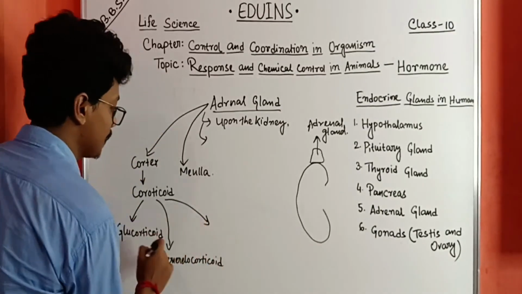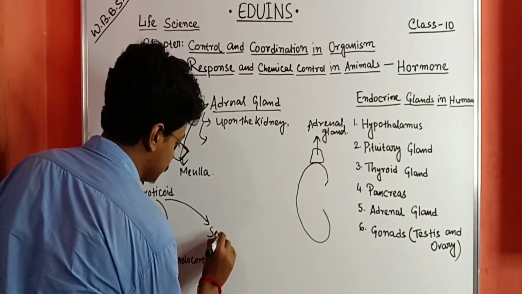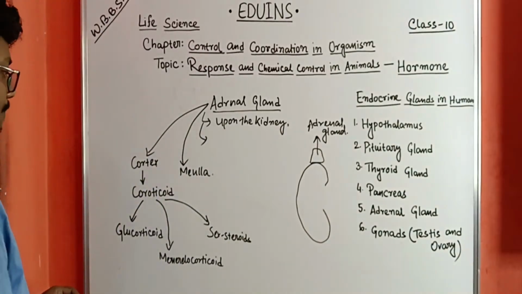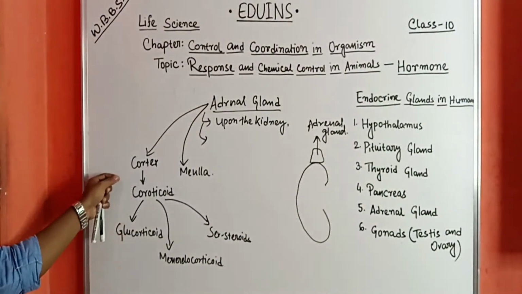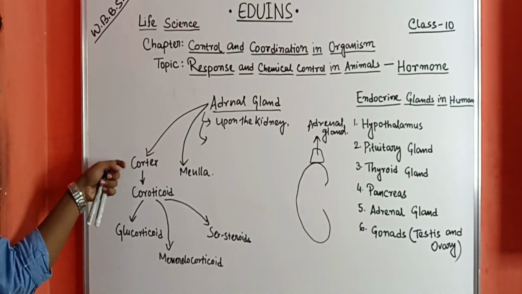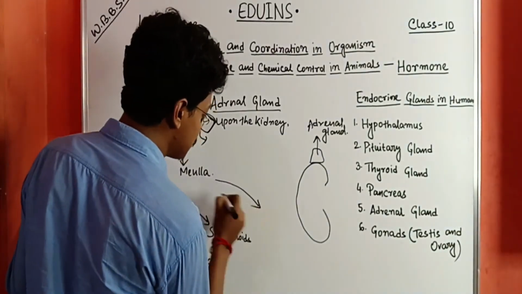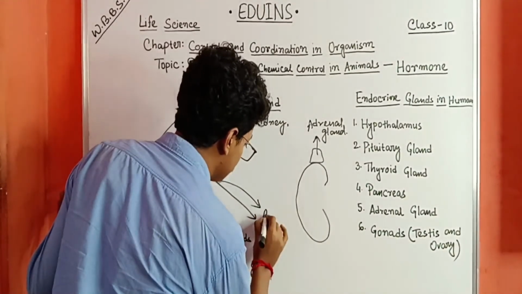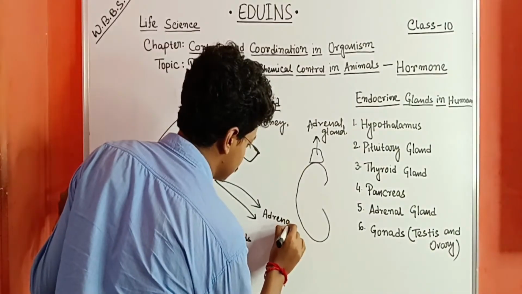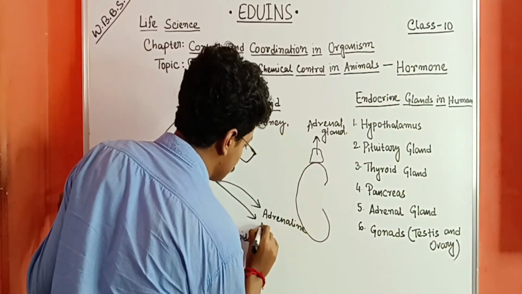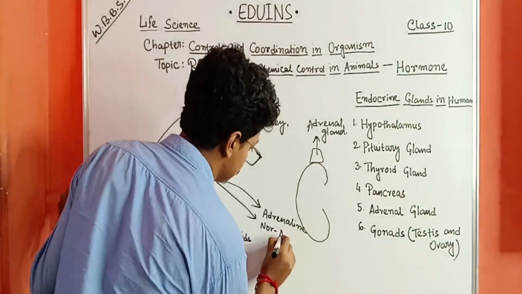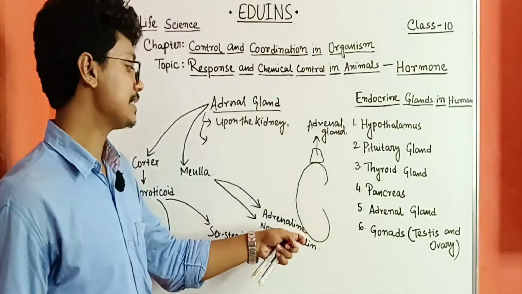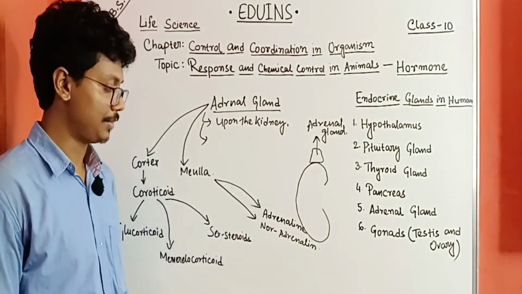Number 3, the sex steroids. These are the three types of hormones released from the cortex region. And the medulla releases two types of hormone, that is adrenaline and noradrenaline. These are also known as epinephrine and norepinephrine.